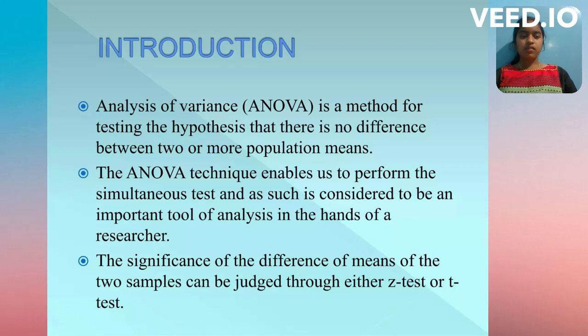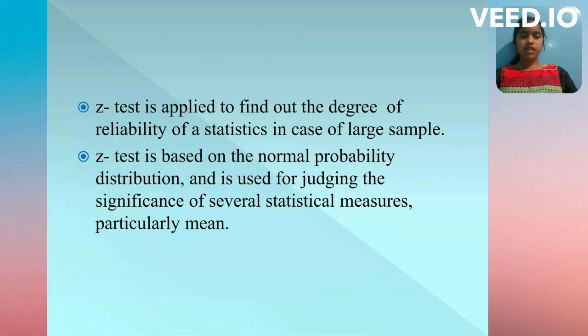The significance of the difference of means of two samples can be judged through either z-test or t-test. Z-test is applied to find out the degree of reliability of statistics in case of large sample. Z-test is based on normal probability distribution and is used for judging the significance of several statistical measures, particularly mean.